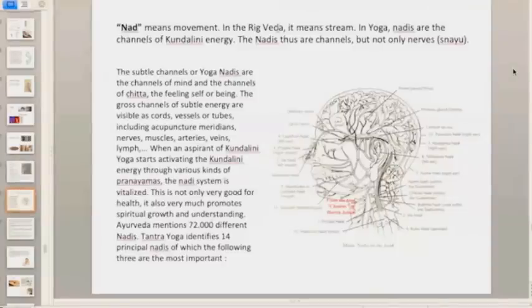In the Rig Veda, it means stream. In yoga, nadis are the channels of Kundalini energy. The nadis thus are channels, tunnels, all is aton. It's also node. Nodes. Exactly.